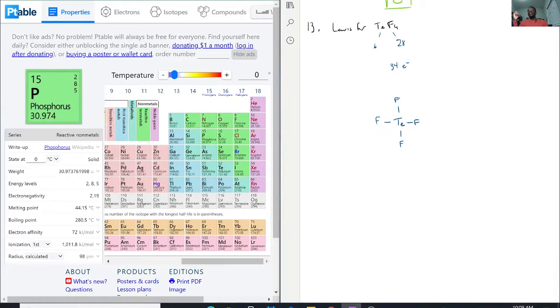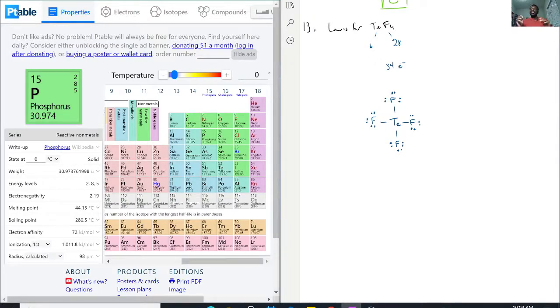And now I'm going to fill the octet for the fluorines first. So each fluorine right now is sharing 1 of its 7. So it's going to be 2, 3, 4, 5, 6, 7, for each of the four fluorines. So there we go. We have fluorine complete.